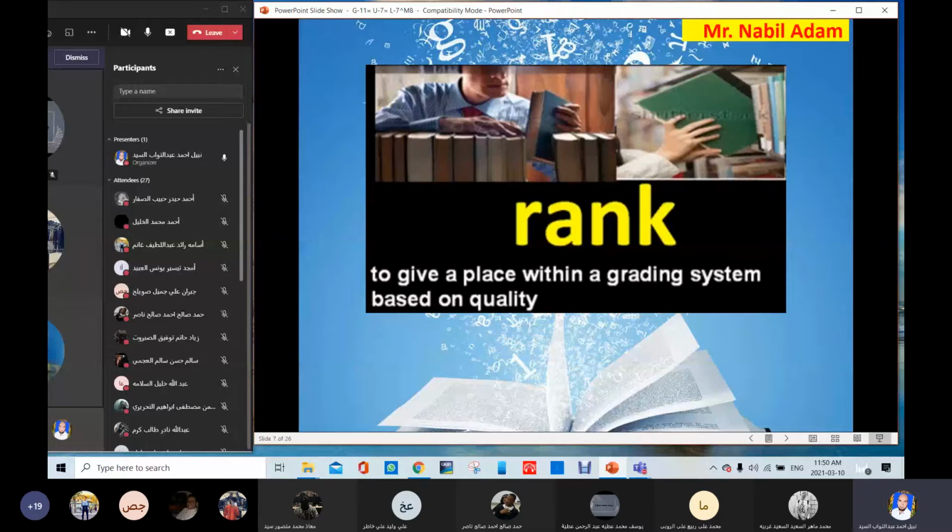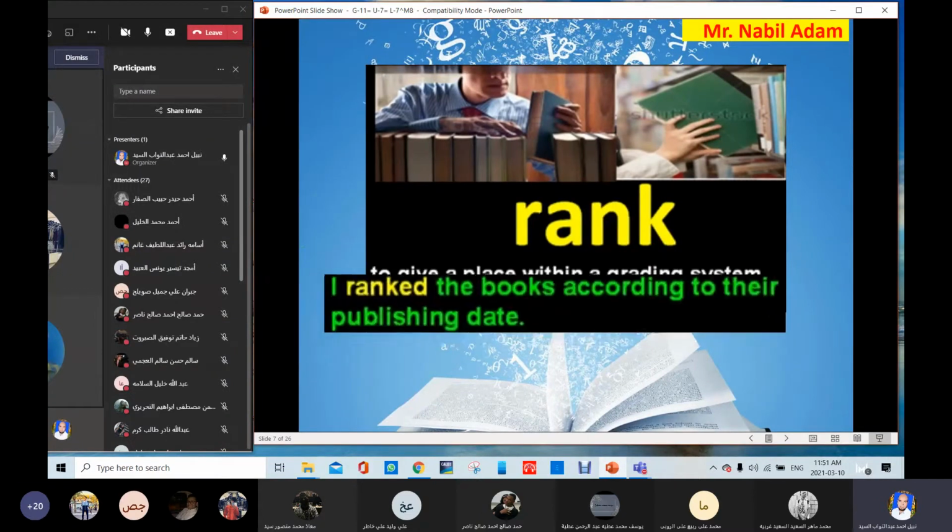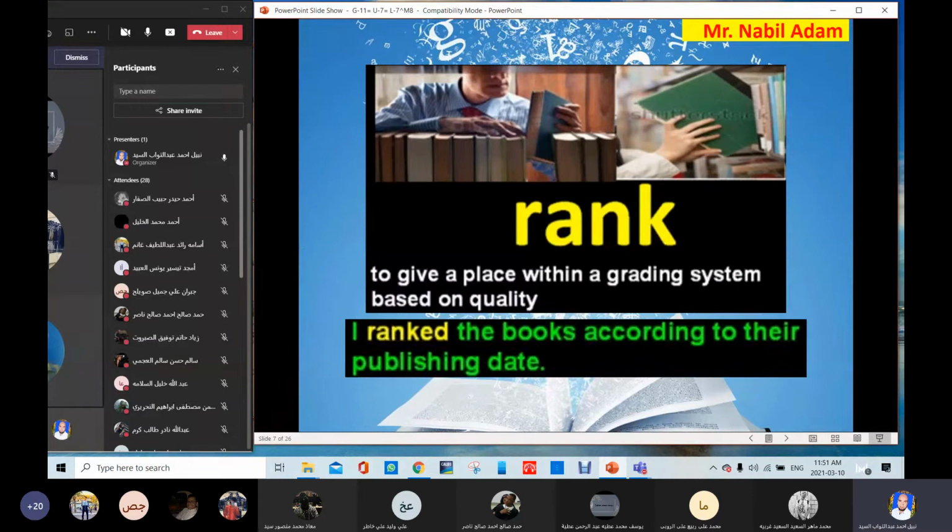Rank, it can be a verb or a noun. Rank: to give a place within a grading system based on quality. So rank is used here as a verb. For example, I ranked the books according to their publishing date. The word rank was repeated in the workbook. Do you remember? Kuwait was ranked second in the Middle East Freedom of Press Index. Rank means to rearrange, reorder, organize.